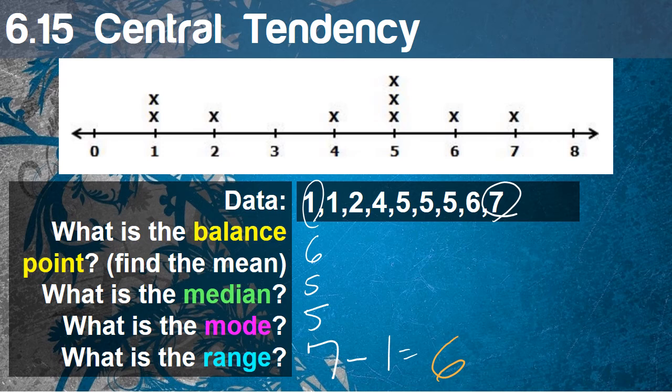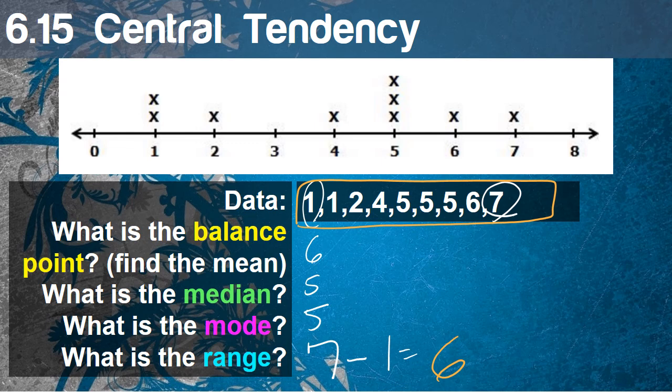Just to recap, for the mean or the balance point, we add up our data and then divide by the total number of points. Median is our middle number, which was 5. Mode is the number that shows up the most. And our range is taking the biggest number and subtracting the smallest number.